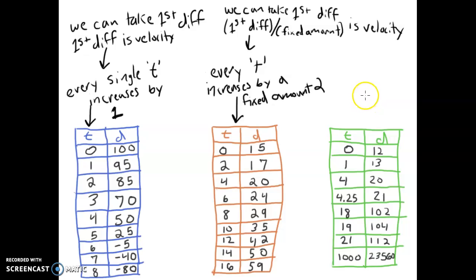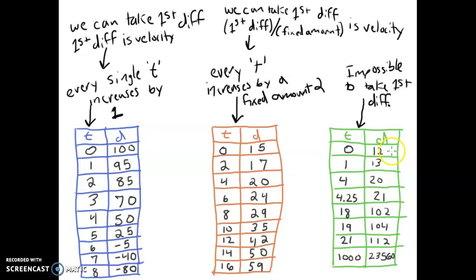Finally, this last data table, I think this is going to be perhaps the most important one when it comes to checkpoint 3, because we can't have something like this. It's impossible to take the first difference. Or rather, if you take the first difference, it's actually meaningless.